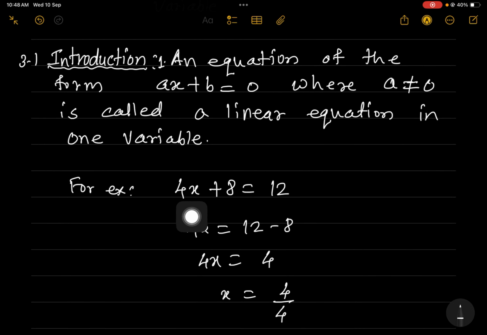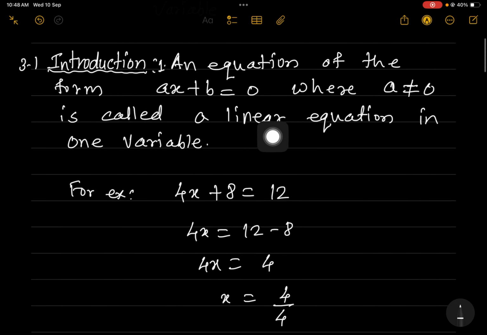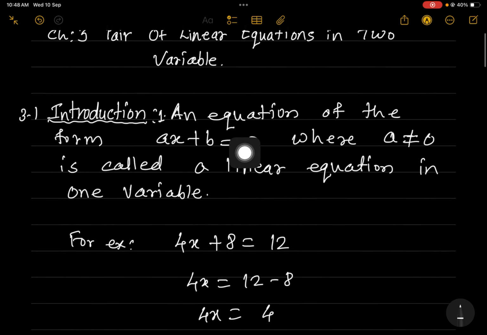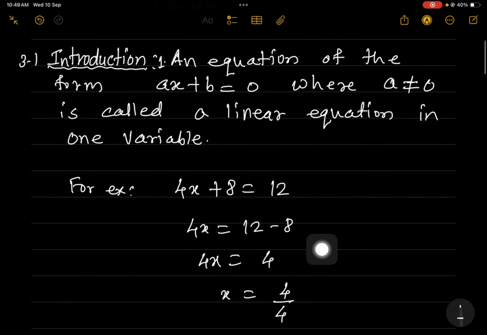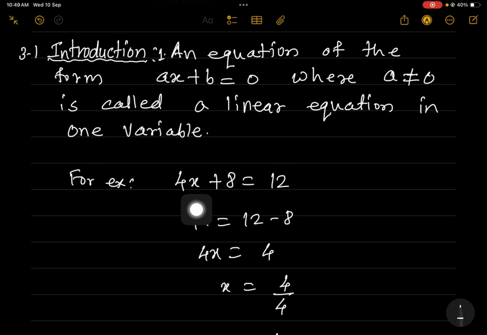Now for example, see 4x plus 8 equal to 12. Here only one variable is there, so this is an equation in one variable. Now we are studying two variables. For your introduction and understanding, I am explaining this one.